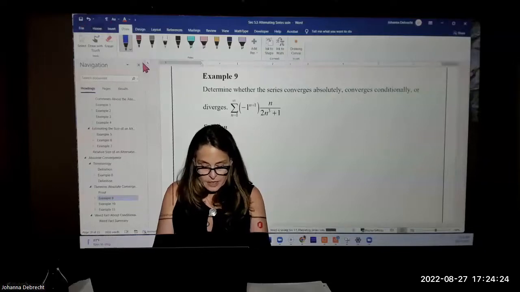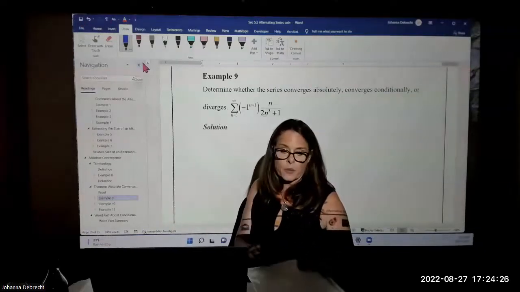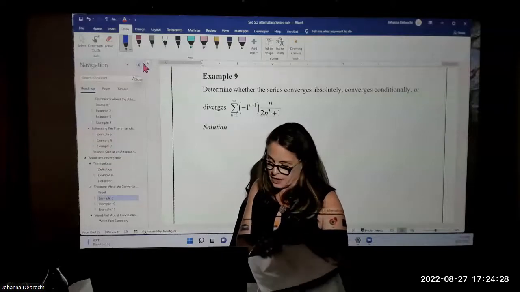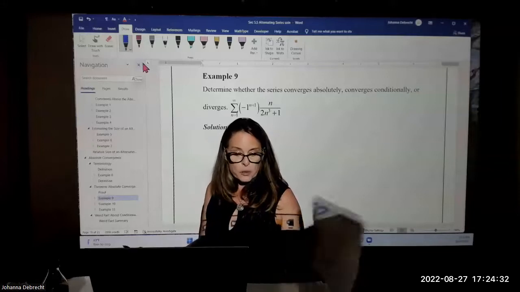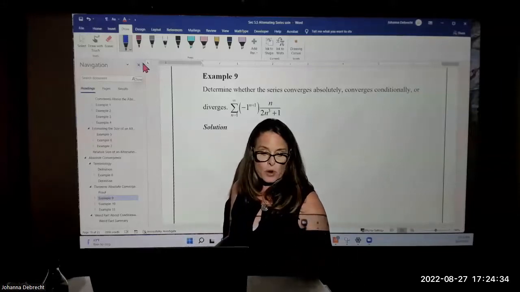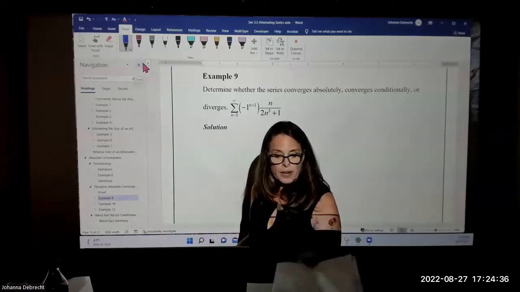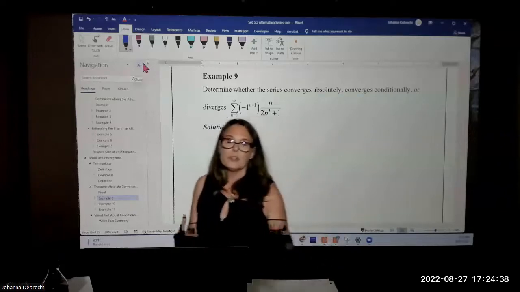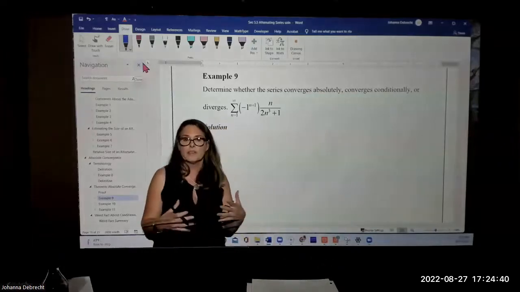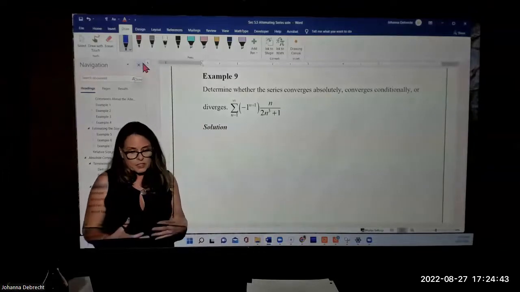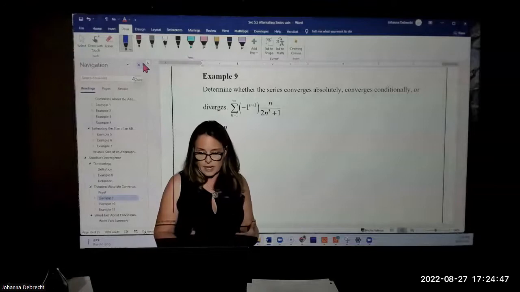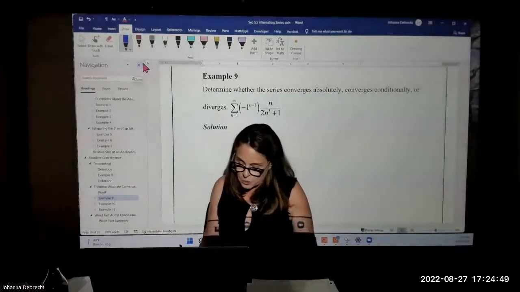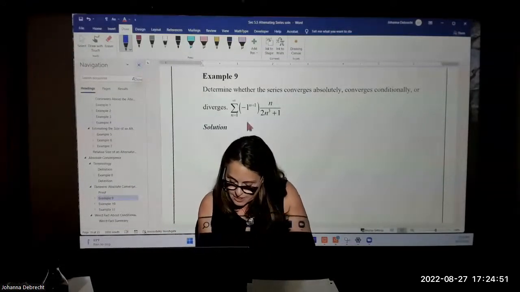So we're looking at an alternating series, -1 to the n plus 1, and our summand is n over 2n cubed plus 1. So we're looking at that right now, and we want to know, does it absolutely converge, conditionally converge, or diverge? So the first thing we're going to do is look at it with the divergence test eyeballs first.